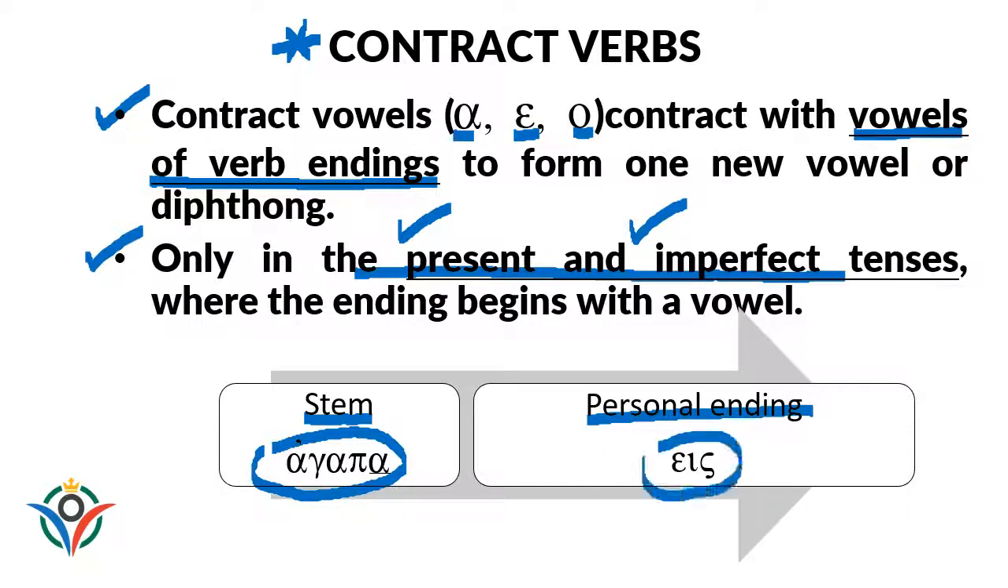eis. And so basically what this first point was saying is that the contract vowel, which is the alpha, will contract with the vowel of the verb ending. So here we have a diphthong, the epsilon iota, and those two will contract to form one new vowel or diphthong. So let's take a look at some examples together.